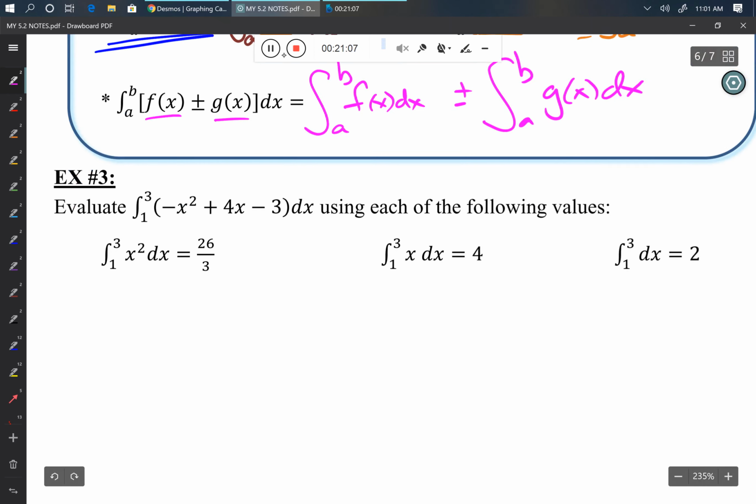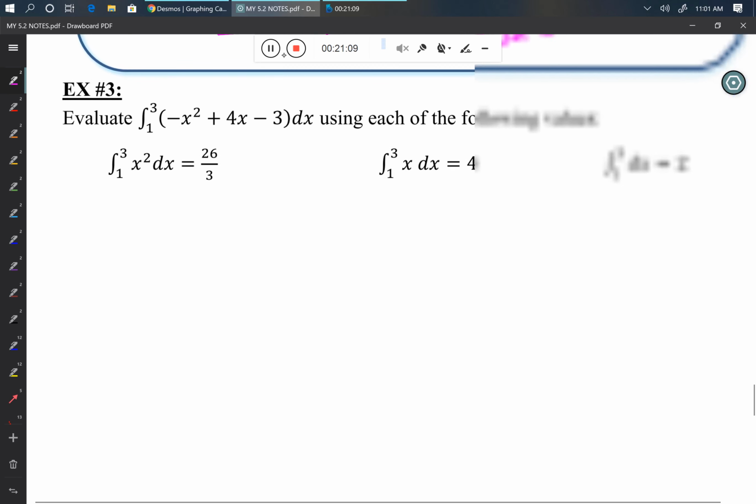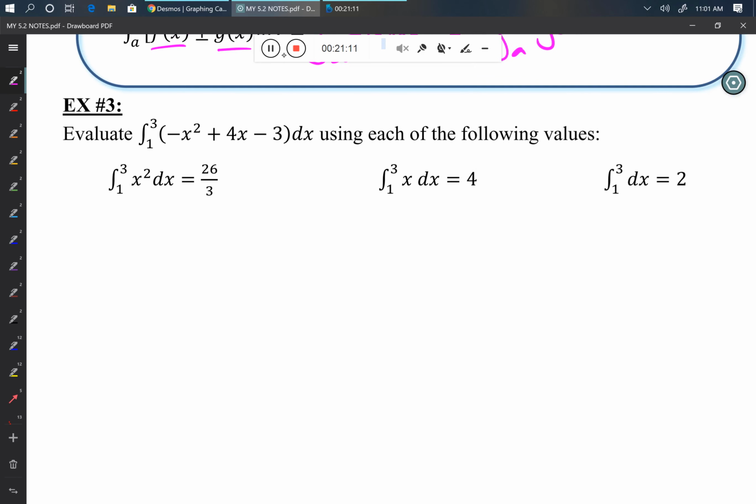All right, properties of integrals. This will be the last one for this video. We'll move forward from here. We are asked to evaluate the integral from positive 1 to 3 of the expression using the following statements. The first statement says if it was just plain old x squared, the answer would be 26/3. The second statement says if it was just the plain old integral of x, it'd be 4. And the third one says if it was just the plain old integral of dx, it would be 2.